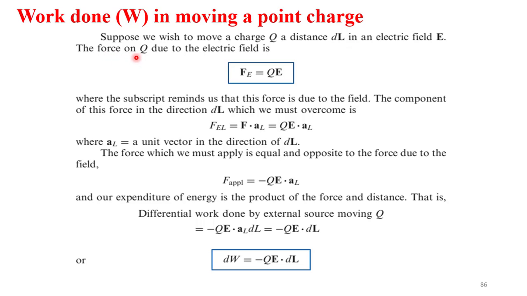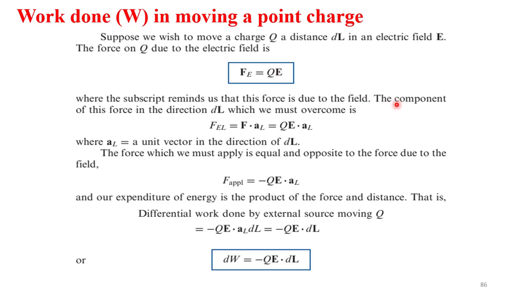So the force on q due to the electric field is given by the equation F_E is equal to Q into E, where this suffix E represents that this is the force due to electric field. So the force due to electric field is Q into E, because we know that electric field intensity is equal to force per unit charge. Therefore from that equation we can write force is equal to charge into electric field intensity.